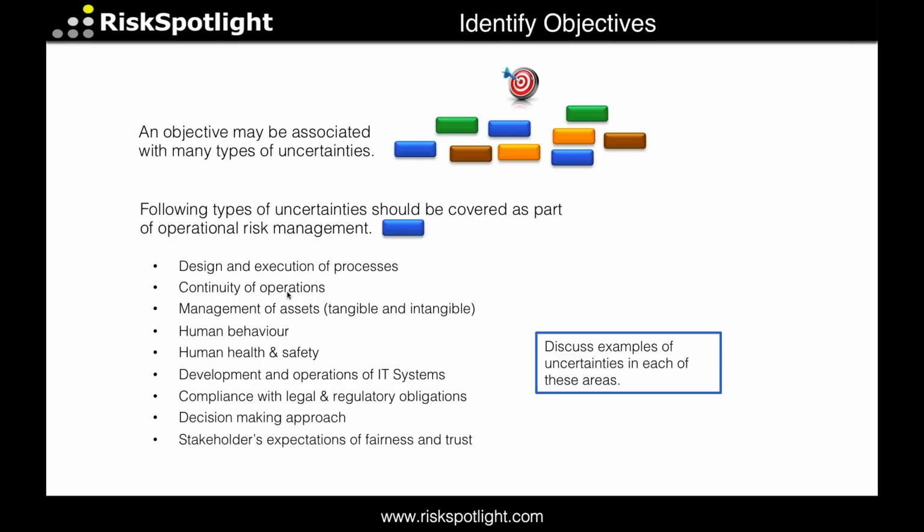Absolutely, yeah. Accountability is also definitely a big one, Richard. And then the last one is stakeholders' expectations of fairness and trust. So this is where there are certain stakeholders who expect a level of fairness. They expect a level of trust from our organization. So what could be examples of uncertainties where we may break that expectation?